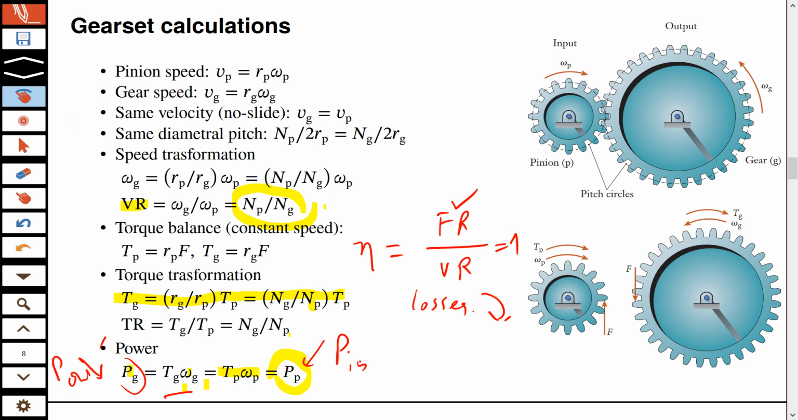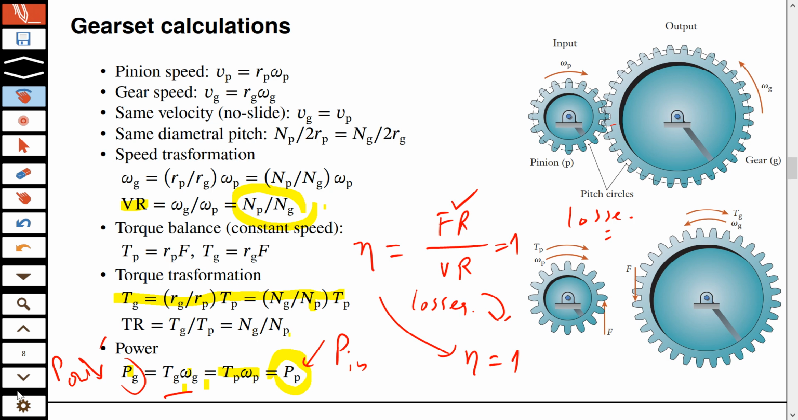So when the input power and the output power are equal, that simply reinforces that the mechanical efficiency is 1. Of course, we are only focusing here on the principle, and we are not considering losses, or any thermal losses or friction losses, things like that.